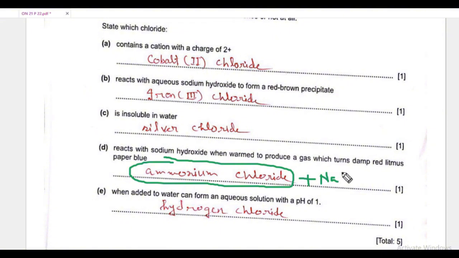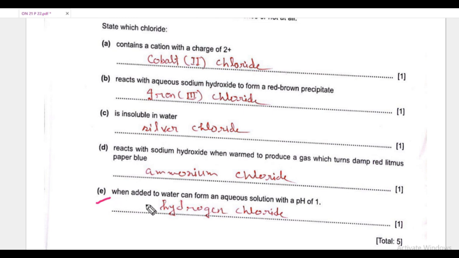Sodium hydroxide, NaOH, they react to form salt plus ammonia gas plus water. Ammonia gas, NH3 gas, is an alkaline gas which turns damp red litmus paper blue. So this answer will be ammonium chloride. To any ammonium compound, if you add sodium hydroxide and gently warm, salt plus ammonia plus water will be produced. This ammonia alkaline gas turns damp red litmus paper blue.